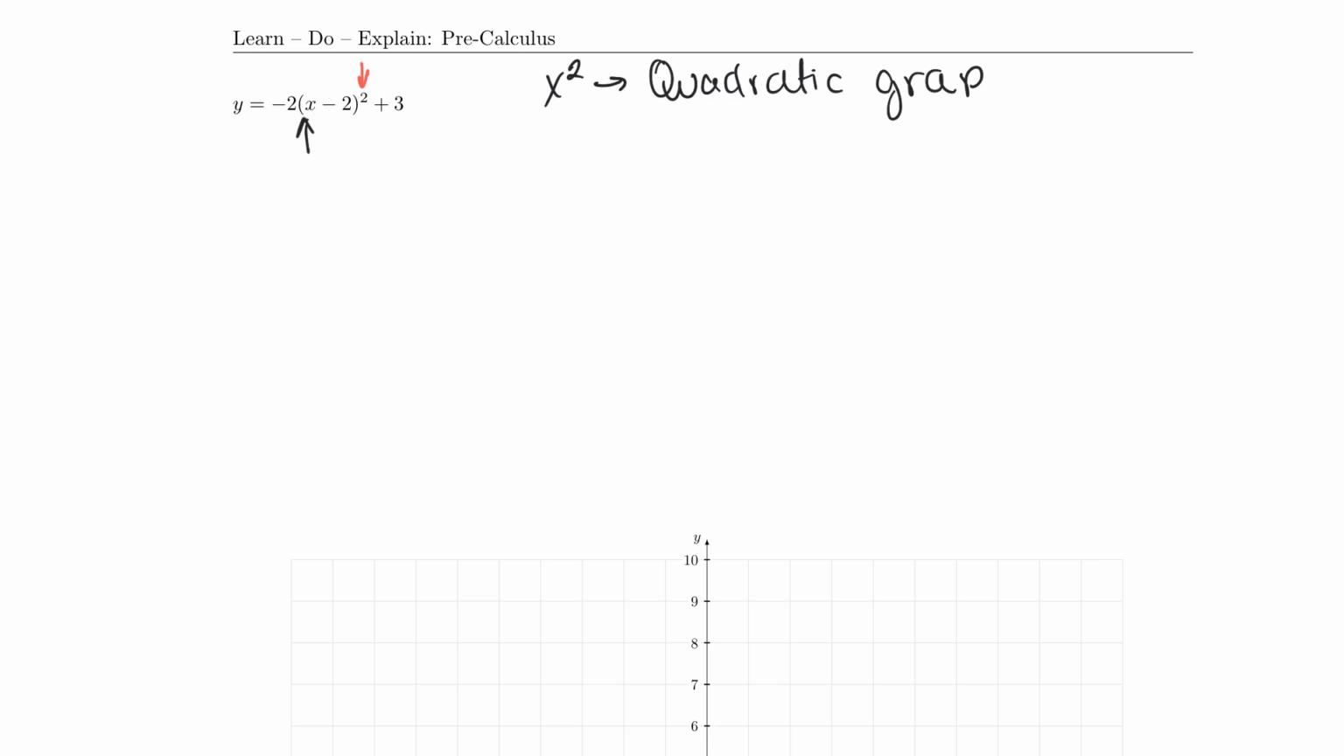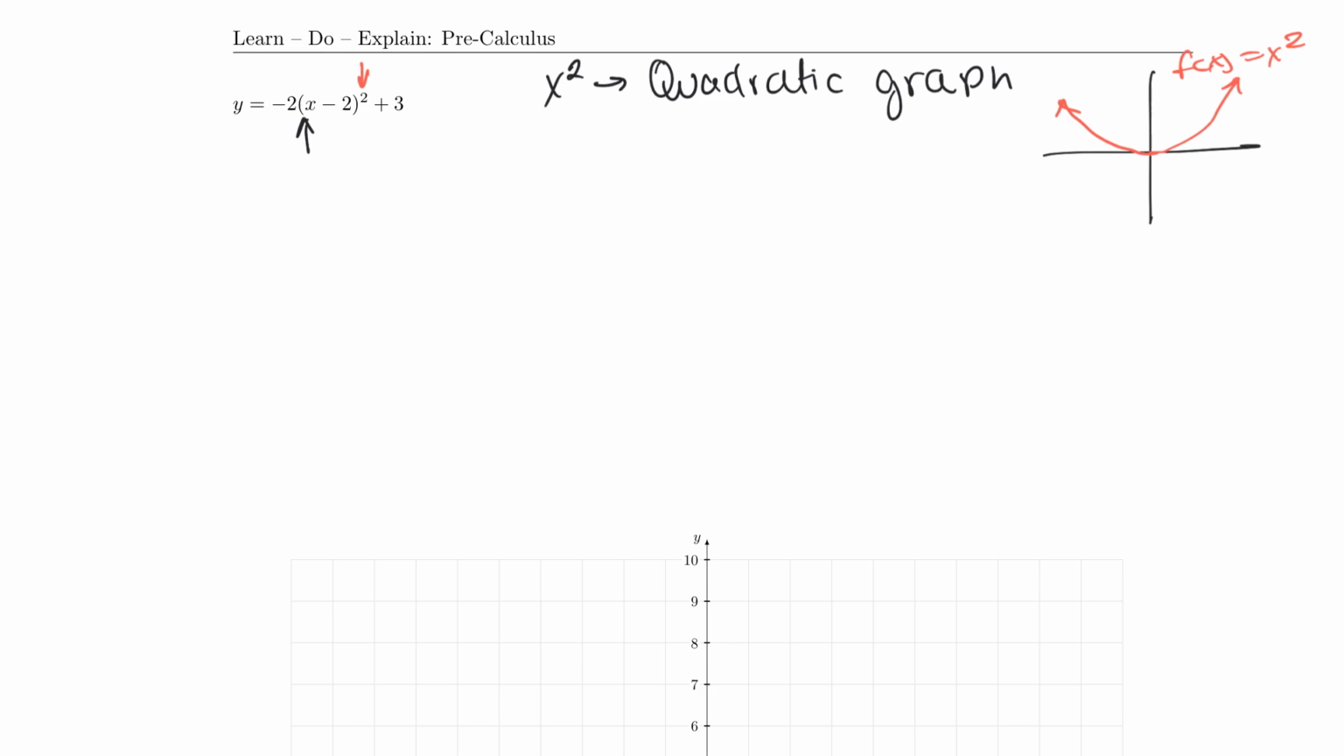graph. How does the quadratic graph or function look like? It is a parabola, so it looks like this. This is the parent function for a quadratic. This is f of x equals x squared.